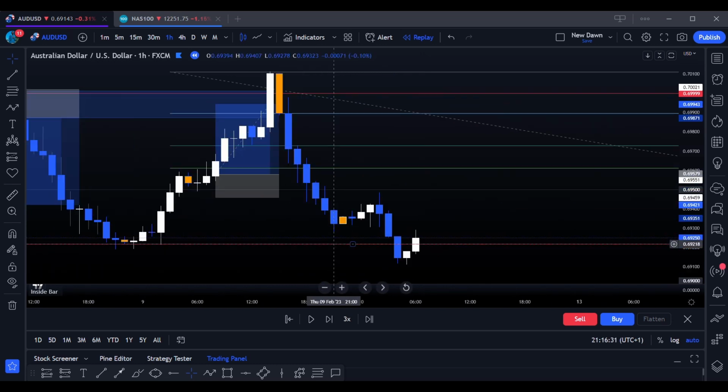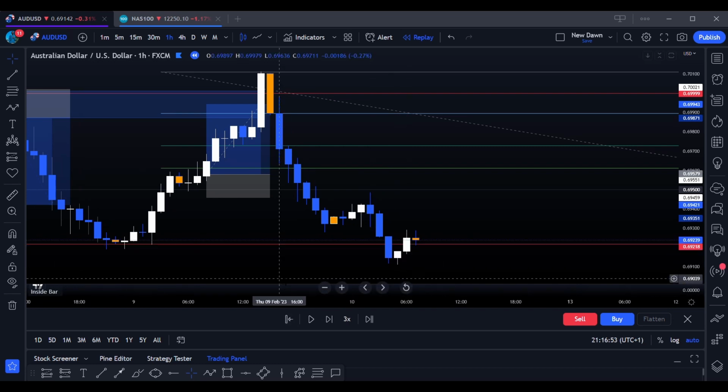So we've seen a very nice bullish candle, but I'm not up at this time. I usually get to the charts during the pre-London session, which is around 8 o'clock, 8:30. So we're going to move on to the next hourly candle.